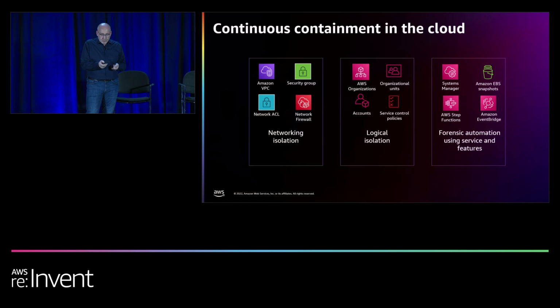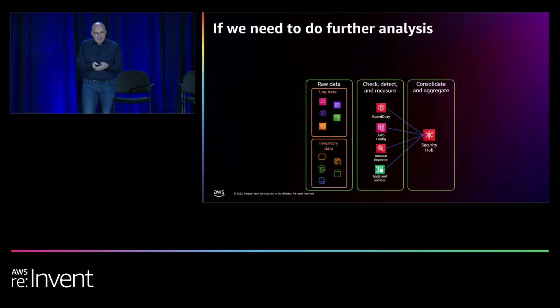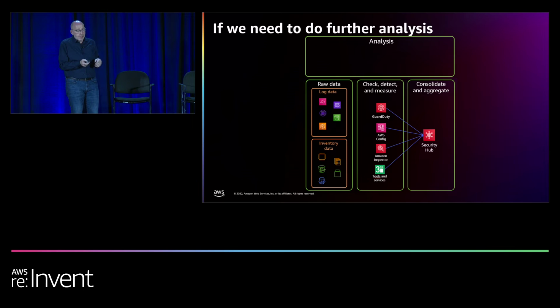Okay, if we go to the next one, if you want to do further analysis, so come now to the analysis phase, right? We've seen that before, right? We have the raw data, we have the check, detect, and measure data, we have the aggregated findings, and then we're putting in a layer we call analysis here, right? And obviously here a SIEM has its place, right? You can have a SIEM solution over there, third party, build your own, and so on and so forth.